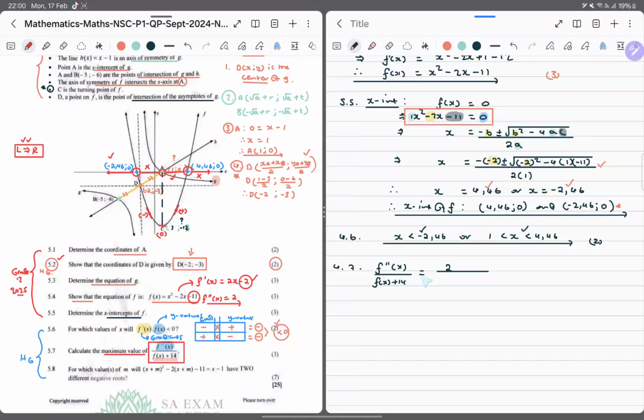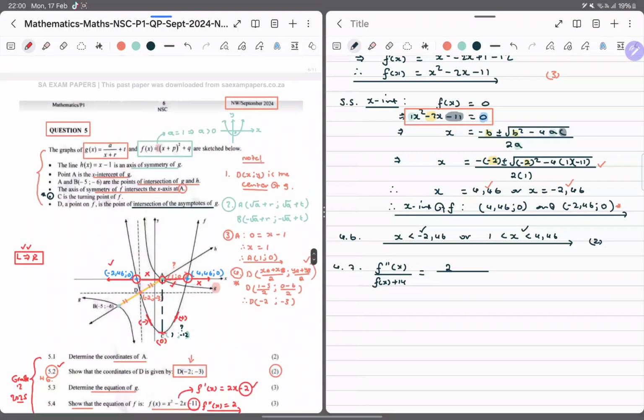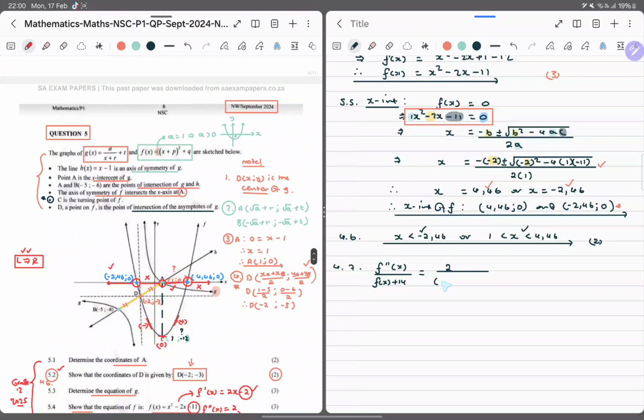Now, the best way to write f of x is that turning point form. I will explain why for this question in particular. So this is x minus 1 all squared minus 12, right? But now we are adding 14 to it. So what does this give us? 2 over x minus 1 all squared plus 2.